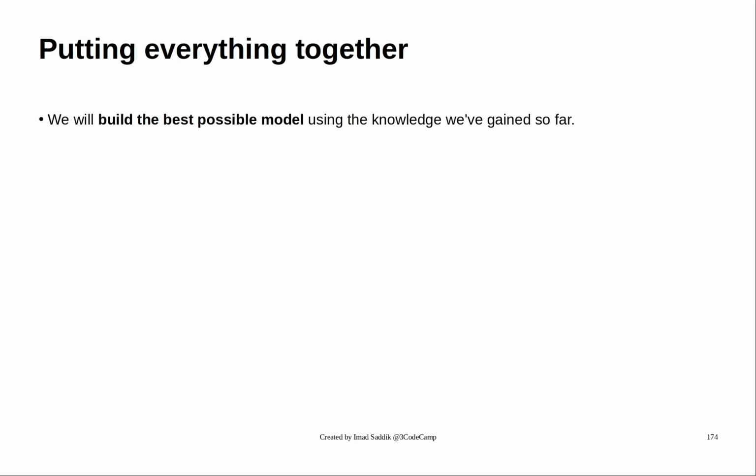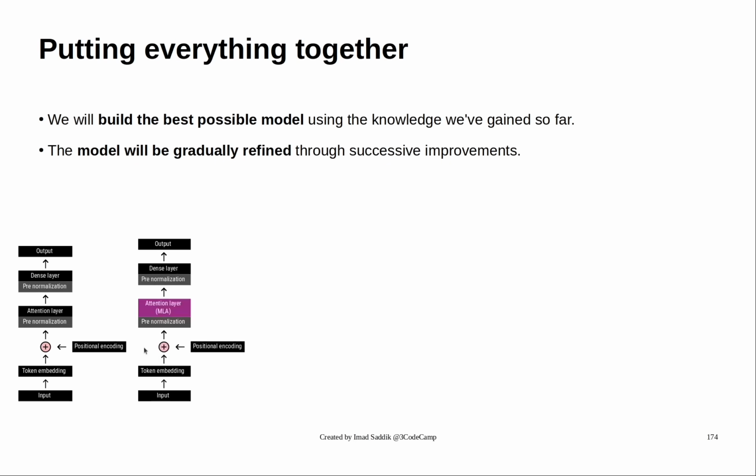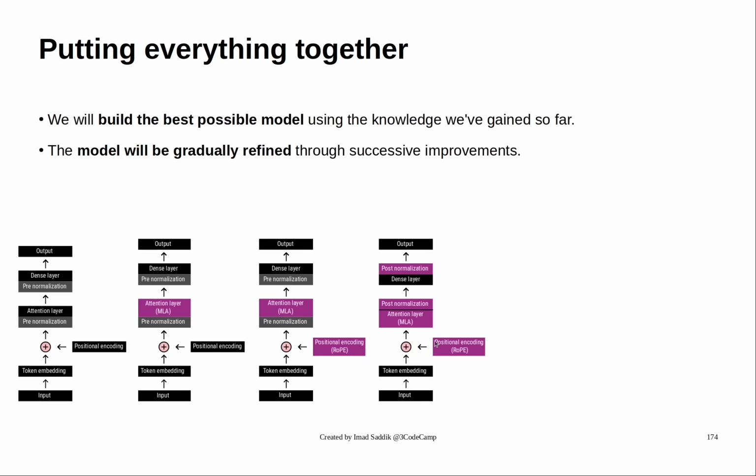We will make the model better bit by bit with small improvements. This picture shows the parts of the 2017 transformer architecture. First, I will change the multi-head attention part to multi-head latent attention. Then I will use rotary positional encoding to encode the positions. After that, instead of doing pre-normalization, I will use post-normalization.